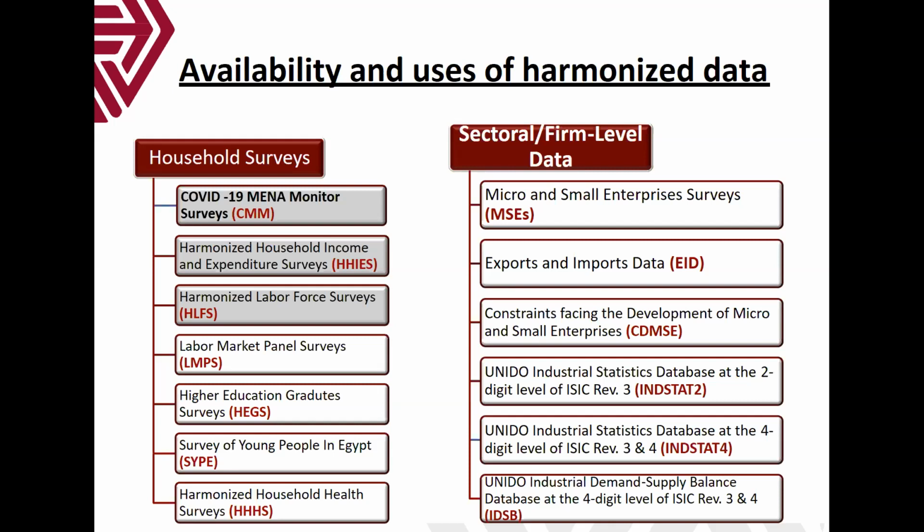We have several groups. Recently we added the COVID-19 MENA monitor surveys. These are phone surveys that were conducted recently, and they are repeated surveys. So we follow up the same individuals every 2 months in some of the countries. It covers 5 countries so far: Tunisia, Morocco, Egypt, Jordan, and Sudan.